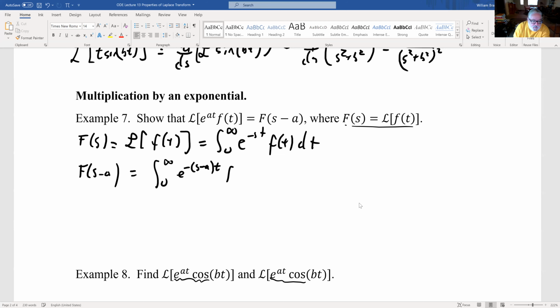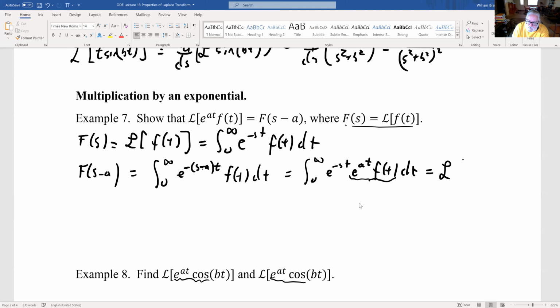But we have to replace it in both places, in the integral and in the Laplace transform. And so this becomes the integral from 0 to infinity of e to the minus st, right? That's here, and then e to the at. So I've got a minus a, which is a plus a t, f of t dt. But what is this? If we consider this as a function, this is just the Laplace transform of whatever that is. And so that gives us that formula.